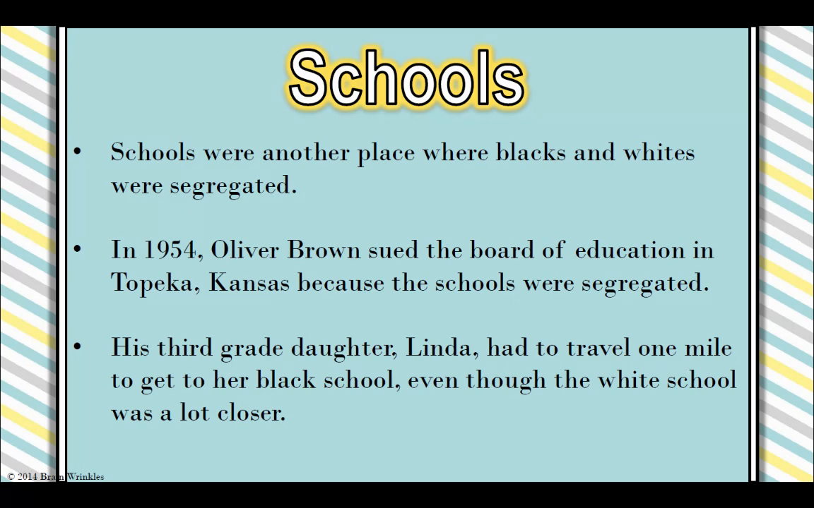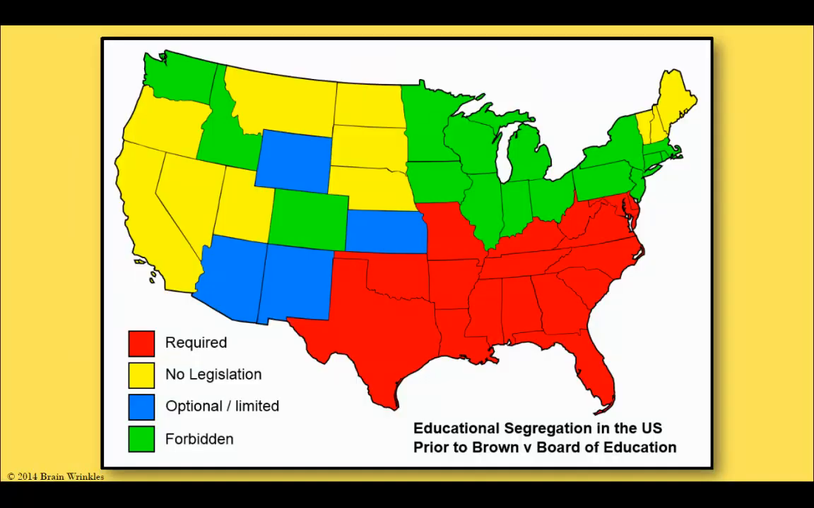He's kind of saying, why can't my daughter attend this school? Give me one good reason why she can't attend this school. And really, the only reason that the South or Kansas had is the fact that she was African American.